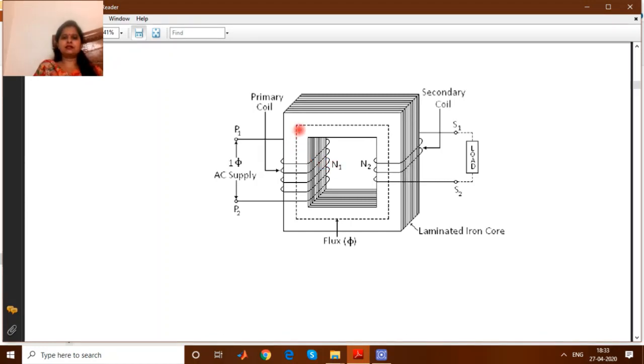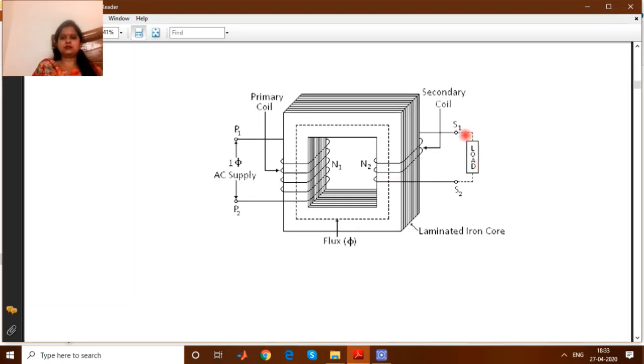Because of that, a flux will start flowing through this path of the core, and it will link to this secondary winding also. When there is a flux linkage with this winding, an EMF E2 will be generated in this winding, and because of that EMF, a current I2 will start flowing through this load. So this is the basic principle of operation of a transformer, how it works on the principle of mutual induction.